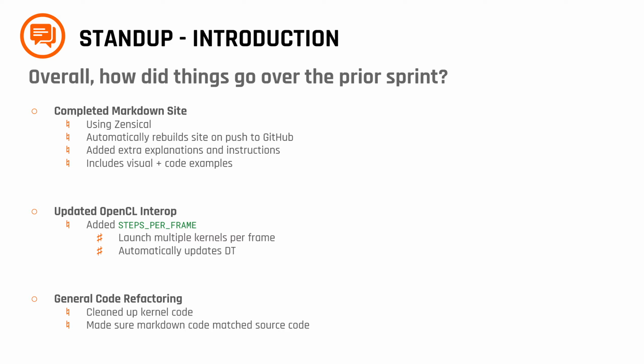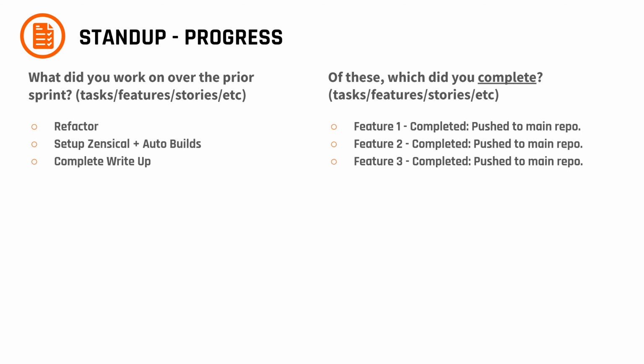And this is super important because it allows you to control how much time is spent actually computing the particles changing versus just rendering the frames, because it's a particle simulation, so you want to make sure you move the most particles at once instead of just pushing the highest frame rate possible. I also did some basic code refactoring, and I made sure the markdown code matched the source code. So again, the things I worked on were mainly refactoring, setting up Zensicle, and completing the write-up, which are all pushed to all the GitHubs.